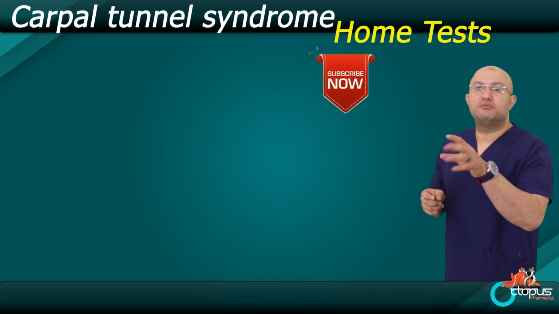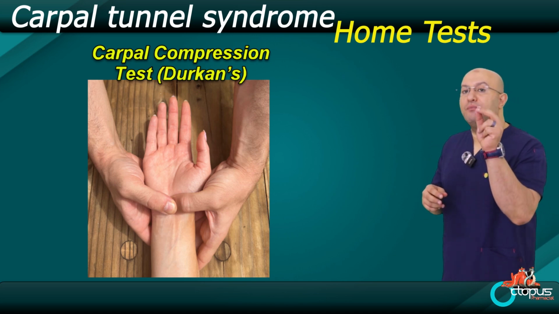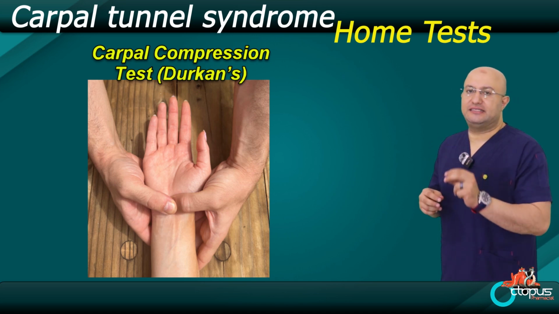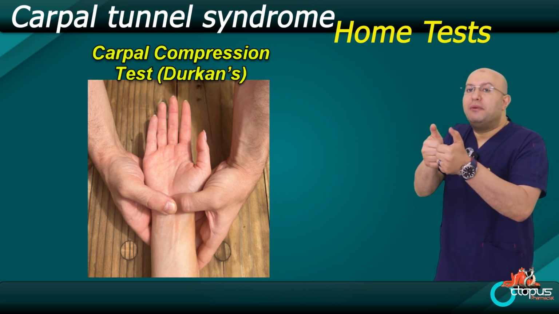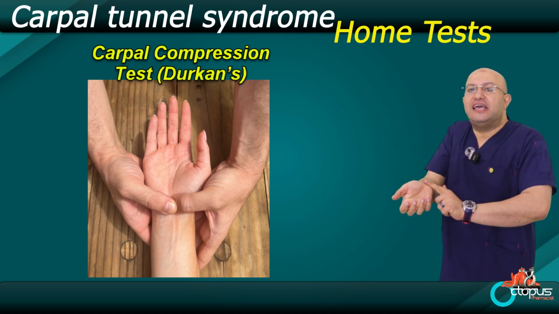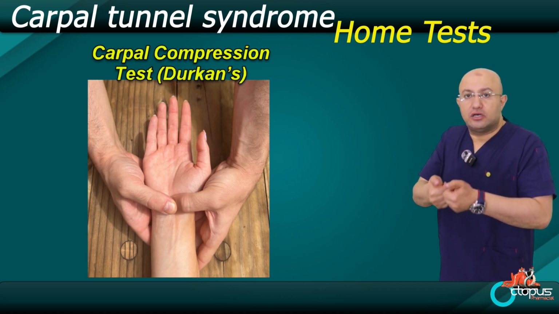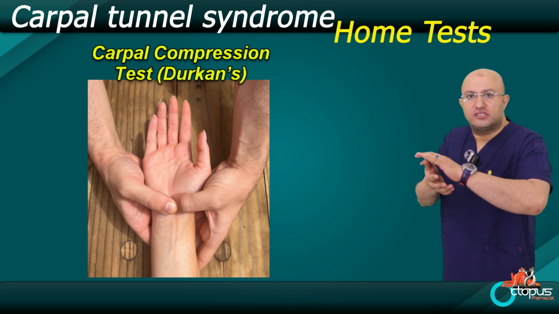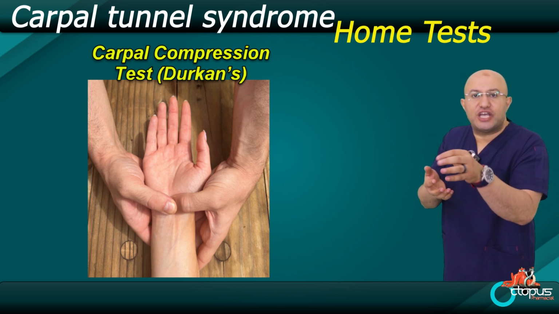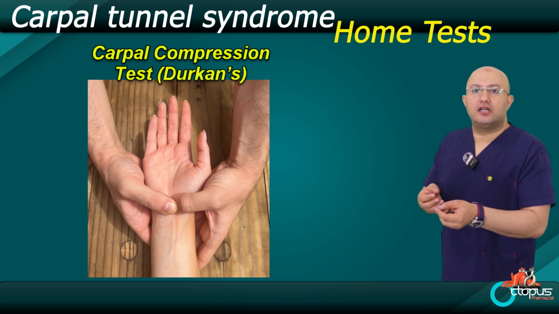1. Carpal compression test, Durkin's test. This is one of the most widely used tests for CTS. To perform the test, press firmly with your fingers over the carpal tunnel area on the wrist. Maintain this pressure for 30 seconds. If you experience numbness, tingling, or discomfort in the thumb, index, or middle fingers, this strongly suggests median nerve compression, which is characteristic of CTS.